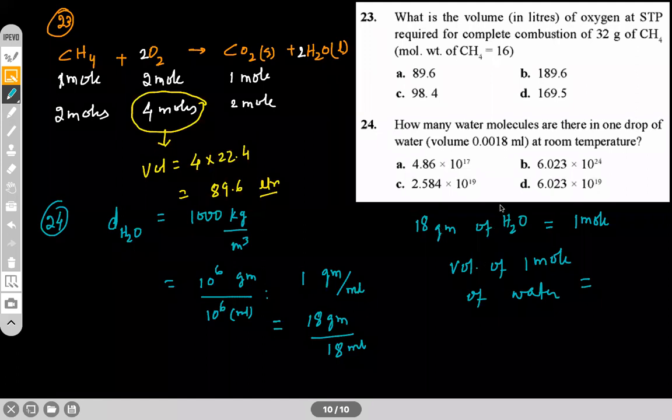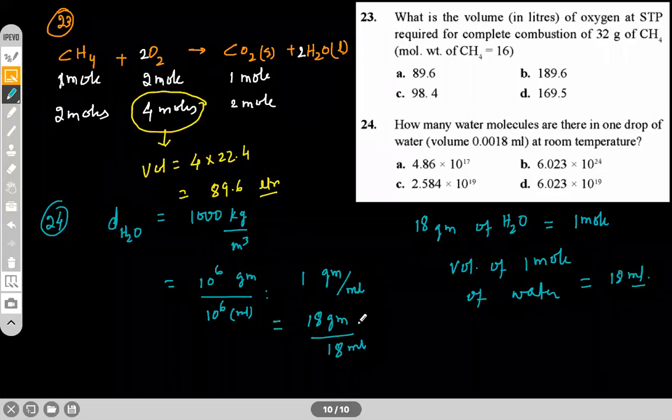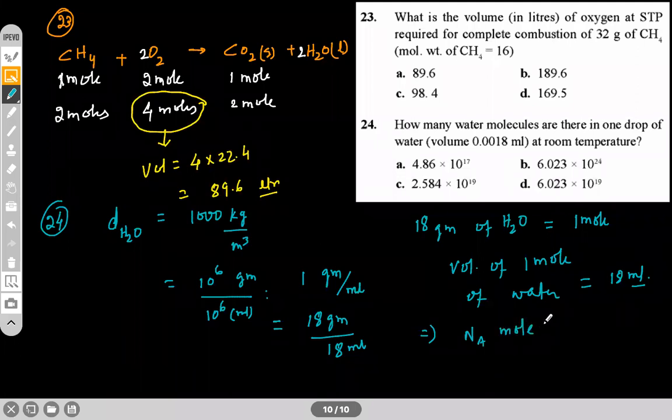Volume of 1 mole of water is what? You see, 18 gram per 18 ml. It means the volume of 1 mole of water is 18 ml. So we can say the volume of 1 mole is 18 ml, and that is what we need to find out. Because we know 1 mole is equal to Na molecules, Na molecules of water has a volume of 18 ml.